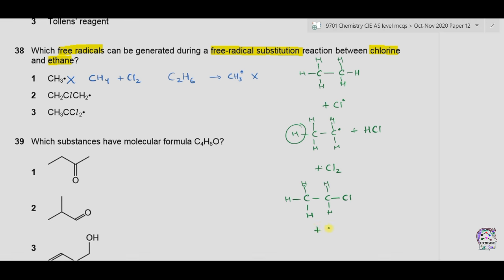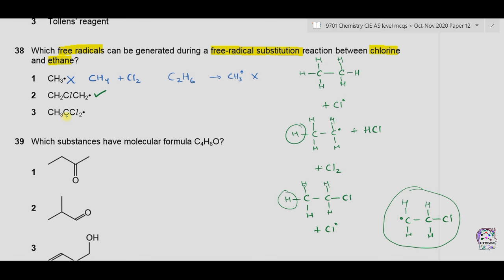Again, this can react with chlorine radical to remove this hydrogen atom in the form of HCl. So the product will be CH2 CH2Cl. So this product is same as given in option 2, so 2 is correct.